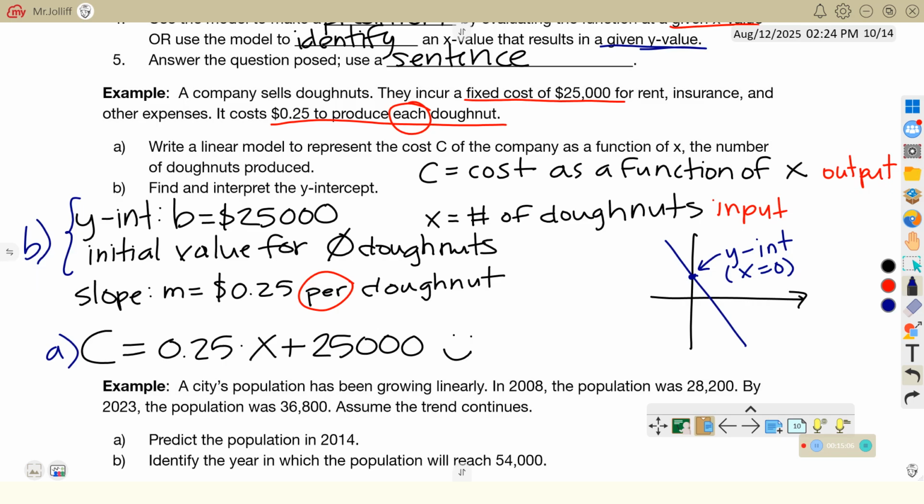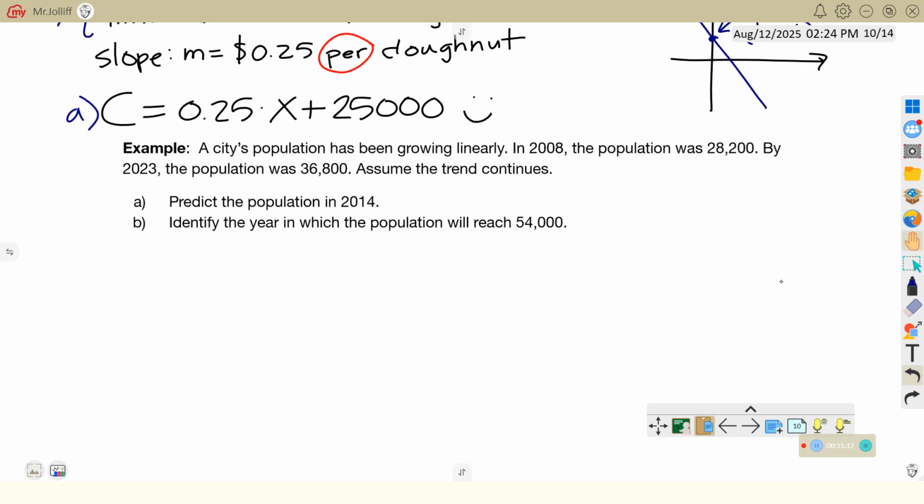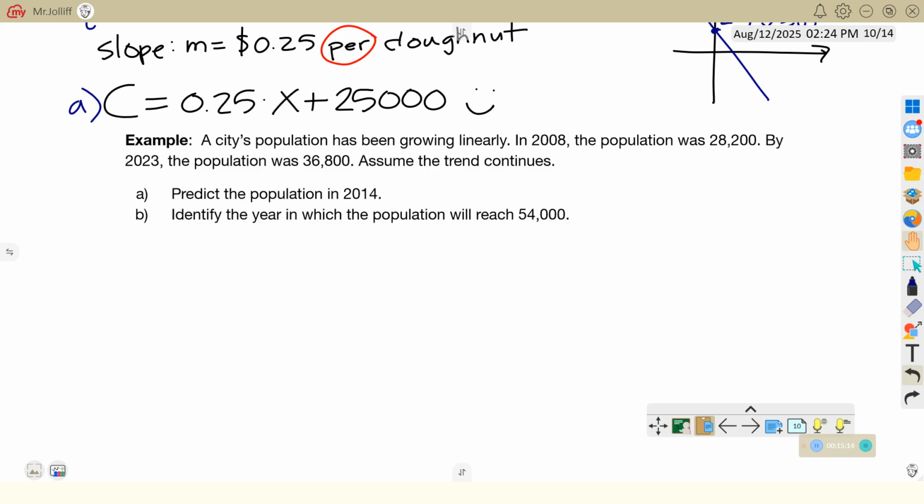Okay, we're going to try another one. It'd be nice if somebody other than me would read it. Can somebody please read out that second example? Very good. Thank you, Rado.